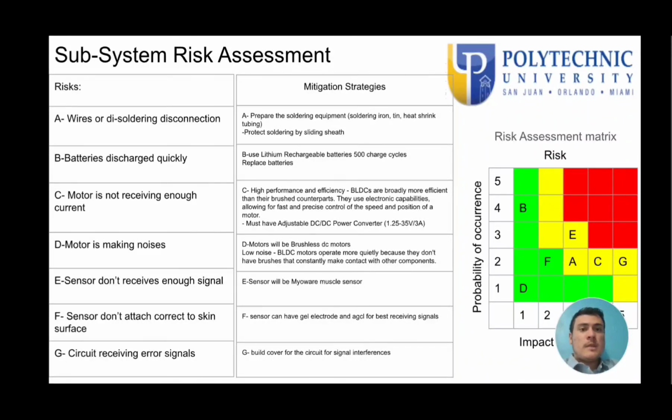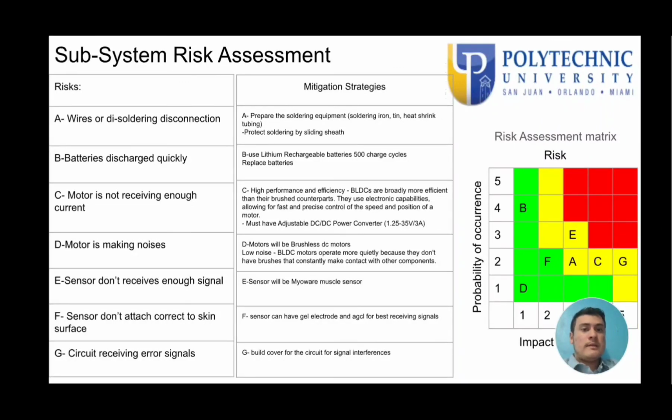Risk D. Motor is making noises. The mitigation strategy is that the motor will be a brushless DC motor, which is low noise. Motors operate more quietly because they don't have brushes that constantly make contact with other components. Risk E is sensor does not receive enough signal. As a mitigation strategy, the sensor will be MyoWare muscle sensors.